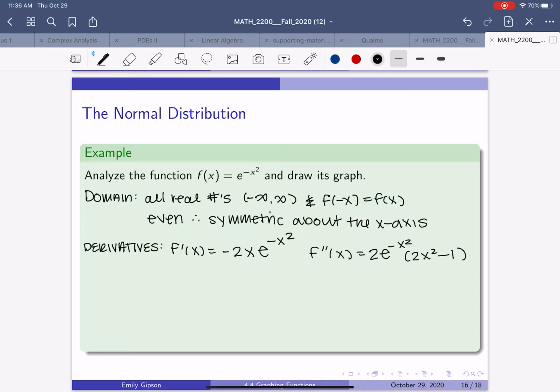Critical points will satisfy f prime of x equals 0. And that's only going to happen in one place, which is 0, because e to the power of something will never be 0. So we need negative 2 times something to equal 0, and that answer is going to be 0. So we have a critical point at x equals 0. That means we've got a place where our derivative equals 0.